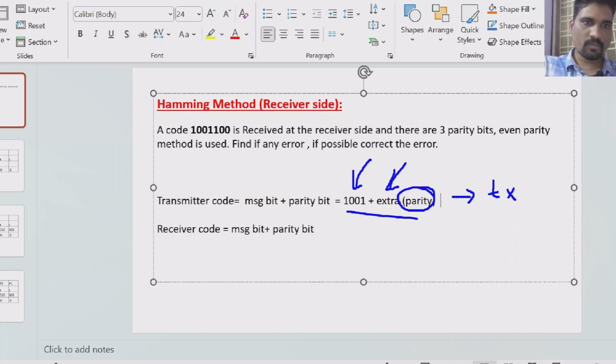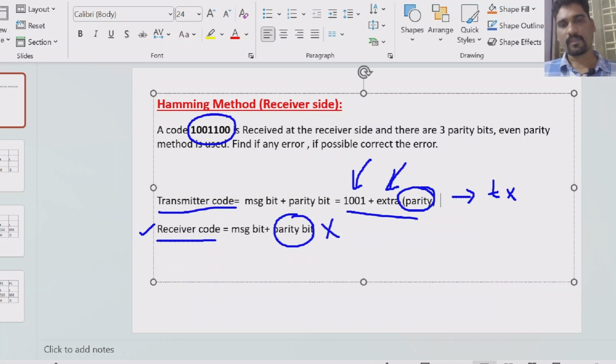Now come to the receiver code word. The receiver code word is also a combination of the message bits as well as the parity bits. But what you have to understand from transmitter code to receiver code is that here we don't need to find the parity bit value again. Again, we don't require finding the parity bit value in the case of the receiver code.